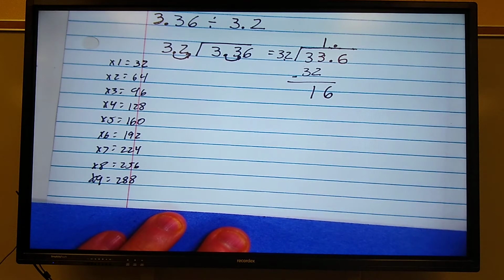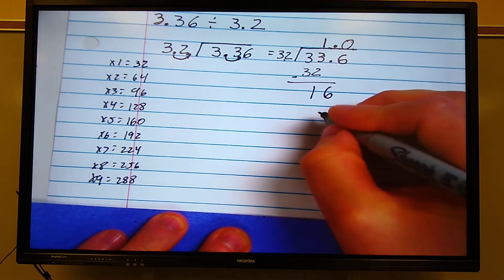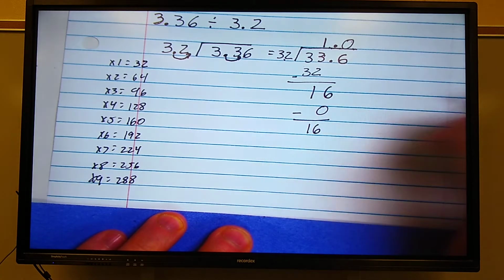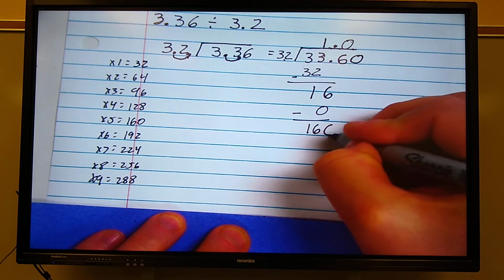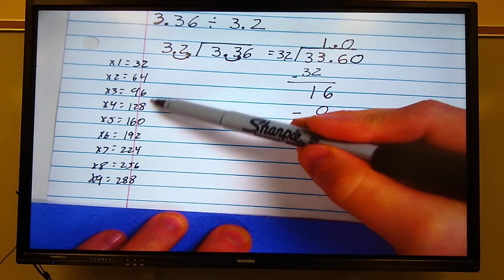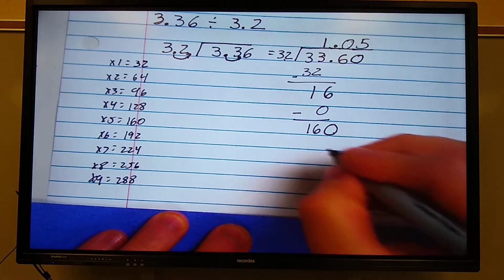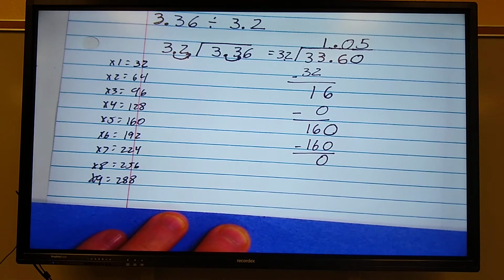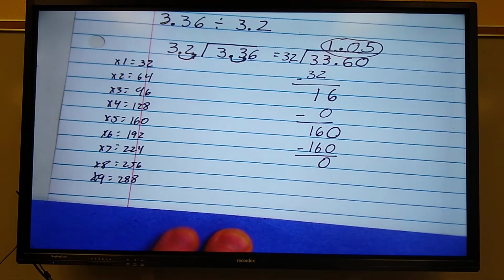32, can it go into 16? No, it really can't. So 0 times. 0 times 32 is 0. Subtract. 16 minus 0 is 16. I don't have anything left to bring down, so I add a 0, bring it down. 32 goes into 160 how many times? There it is, 5 times. 5 times 32 is 160. 160 minus 160 is 0. My quotient is 1 and 5 hundredths.